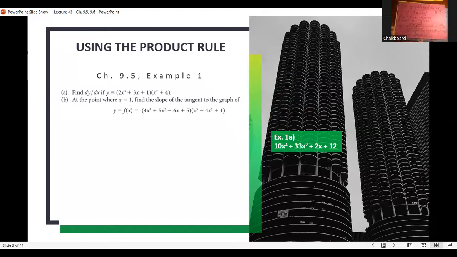All right, so for example 1a, this is what we got. You have 10x to the fourth plus 33. Great, so we got it right. Hard to believe, right? All right, let's take a look at the next answer now. Negative 72, right on the nose. Bingo.